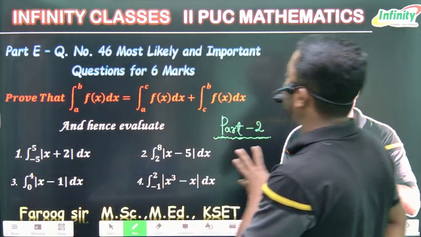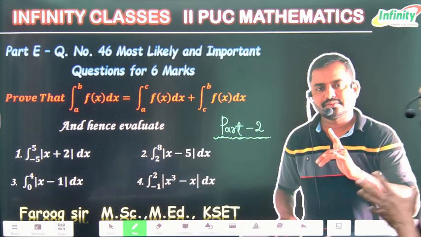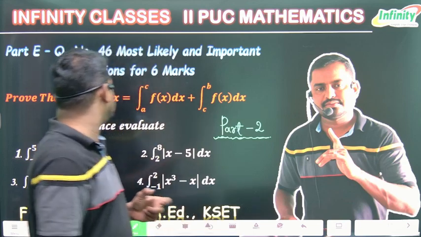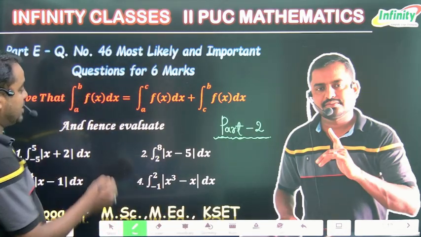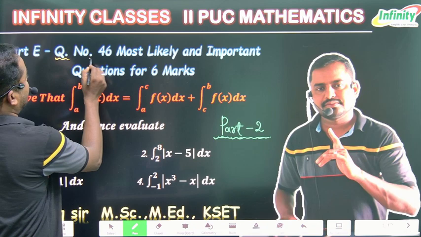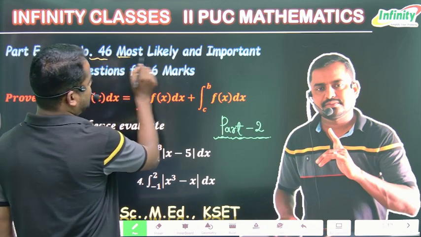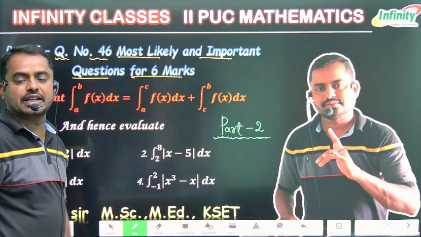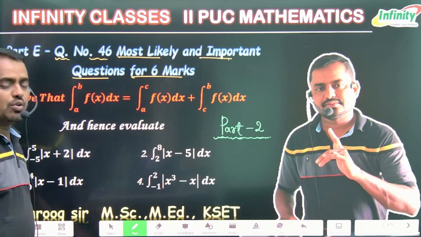In this video we are going to prove one of the most important properties for your annual exam, which will be asked as question number 46, and it is a most likely important question for 6 marks in Part E. So how will the question be asked?